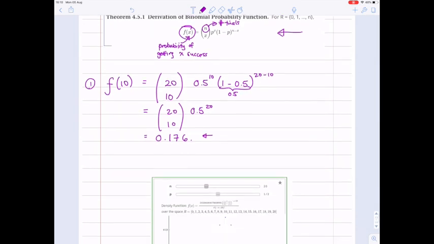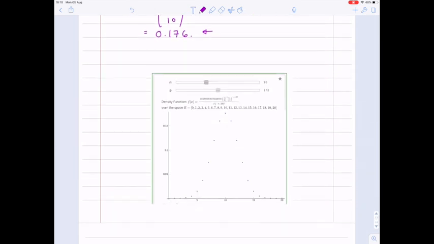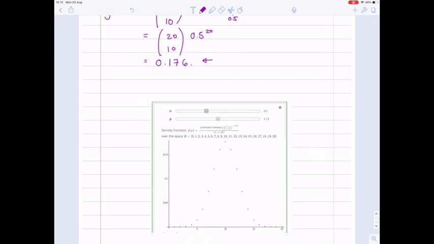Let's see if this seems likely. So here we've plotted the distribution. We've got our n is 20, and we have probability of success of 0.5. And if you have a look, here's our x, probability of getting 10. Yep, that looks about right.